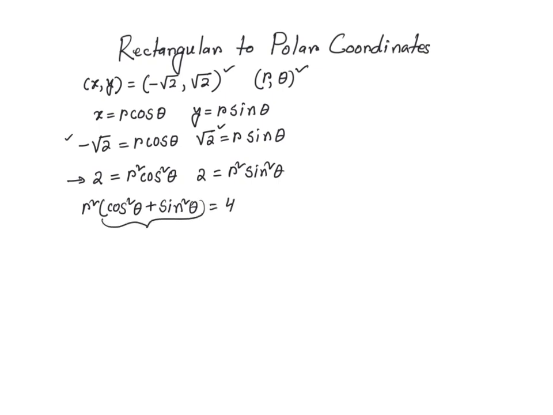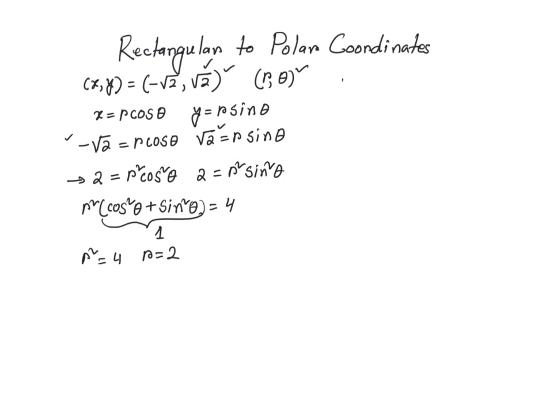But cosine square of theta plus sine square of theta is 1, right? So r square is equal to 4. Therefore, r must be 2. So the radius associated with this point is 2. Now we need to find the angle theta.